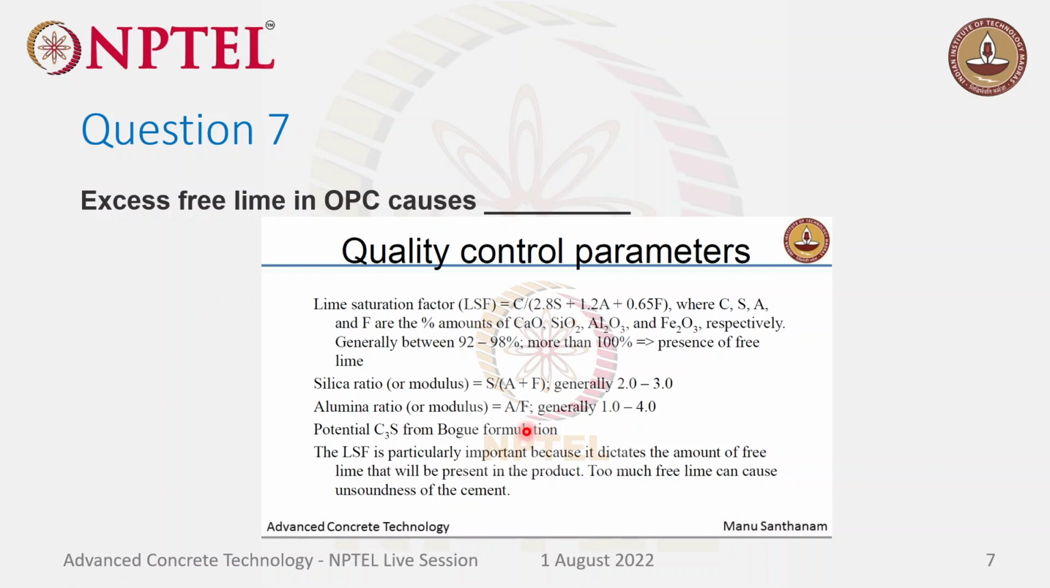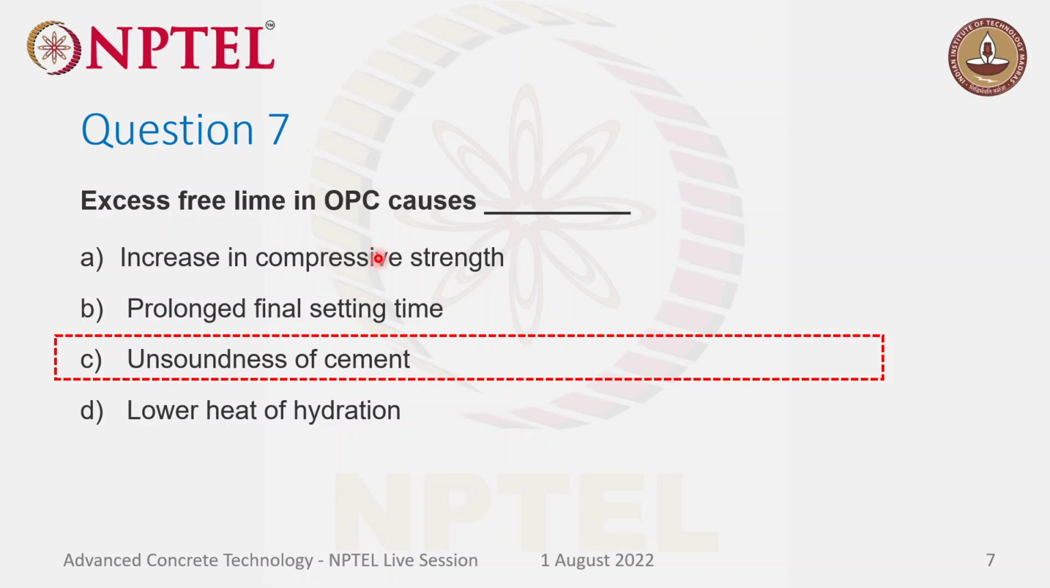And what is the problem with this free lime? It causes unsoundness. Once the cement undergoes hydration, there will be expansion because of this free lime, which is called unsoundness. So the answer for question 7 is unsoundness of cement.